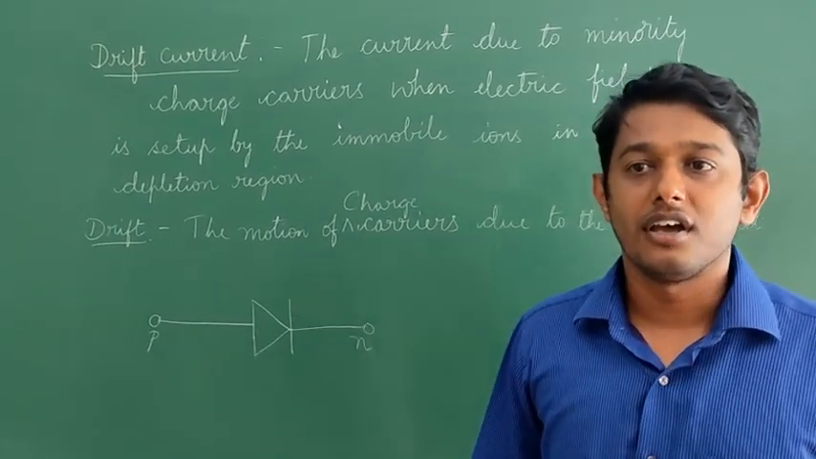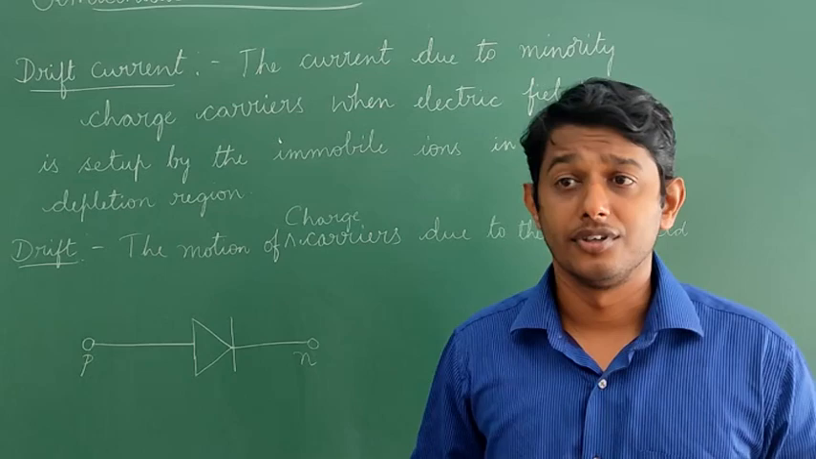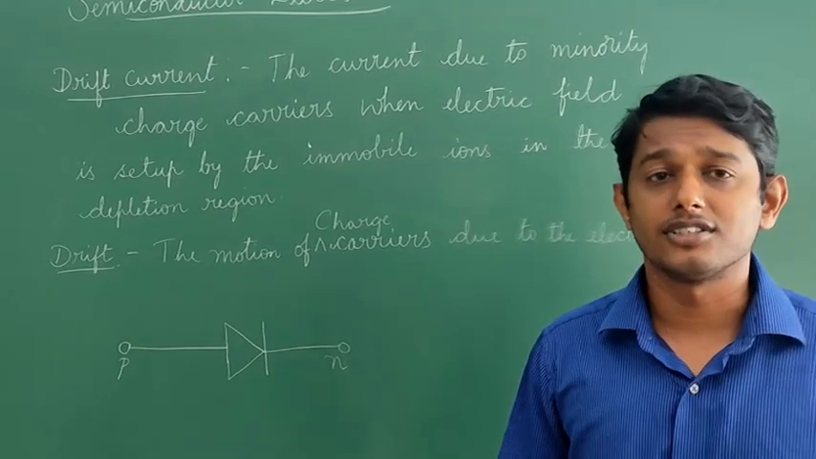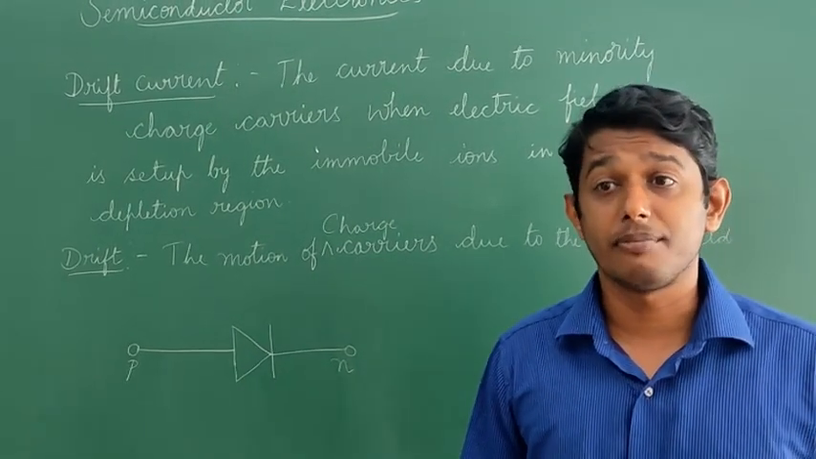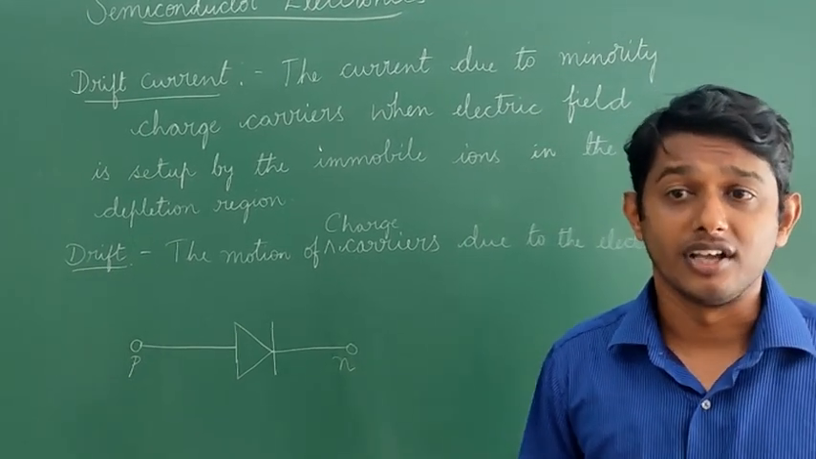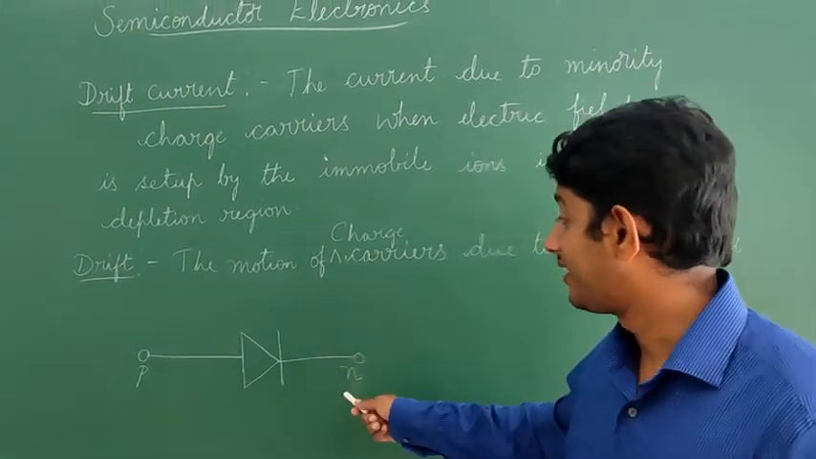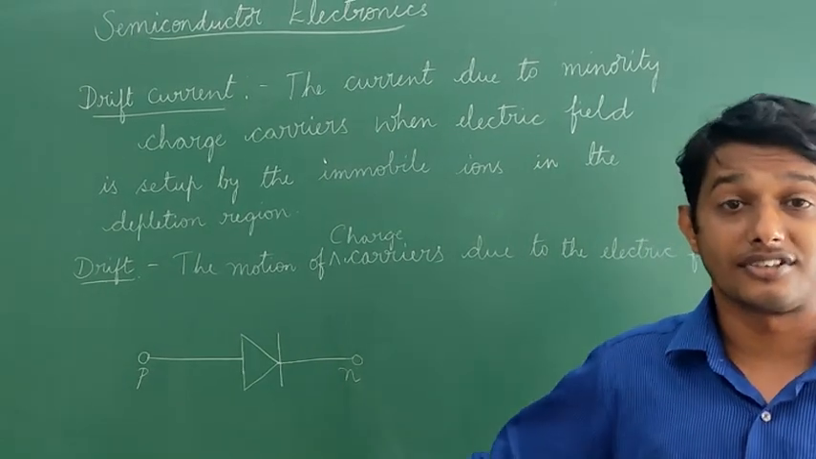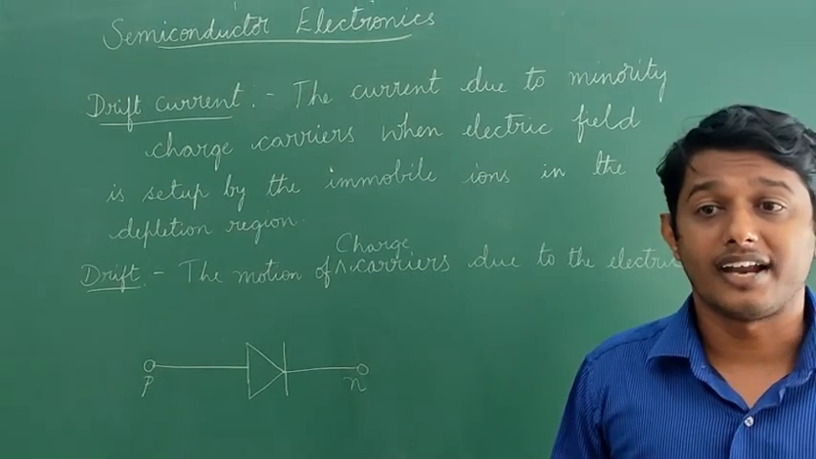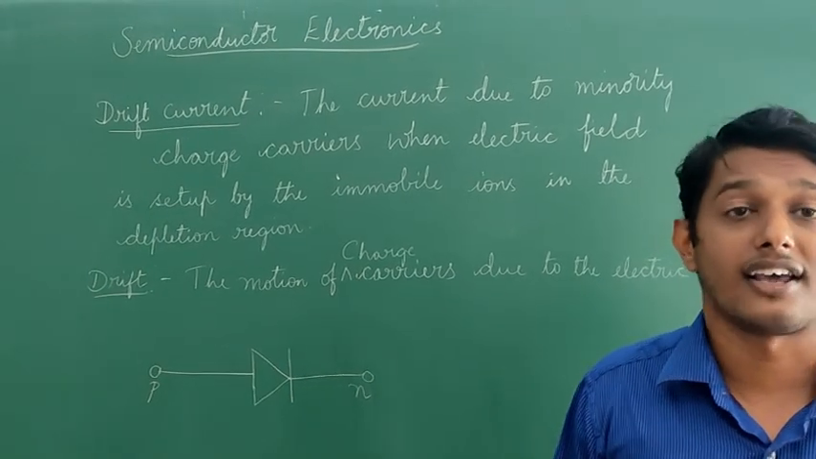The PN junction is commonly called a semiconductor diode. For a silicon diode, the junction potential difference is around 0.7 volts. For a germanium diode, it is around 0.3 volts at room temperature. This is the symbol of a semiconductor diode. The arrow points from the P side to the N side and indicates the direction of conventional current.